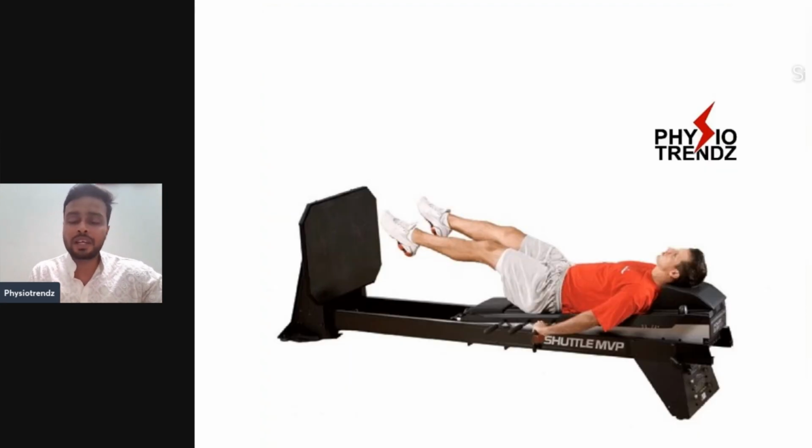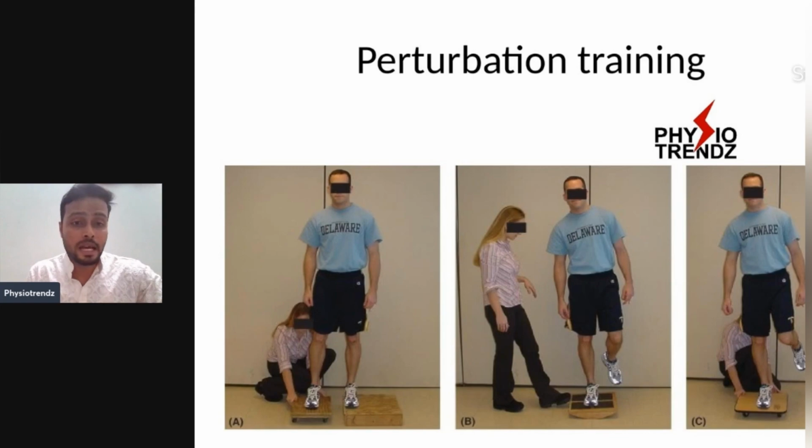This is what I was talking about, the plyometric leg press, in which as we can see the person is lying down performing the leg press and trying to throw the equipment so that we can get a powerful impact or force generation in the muscles, which is very important in the later phases of rehabilitation.